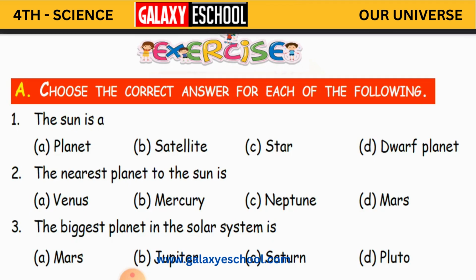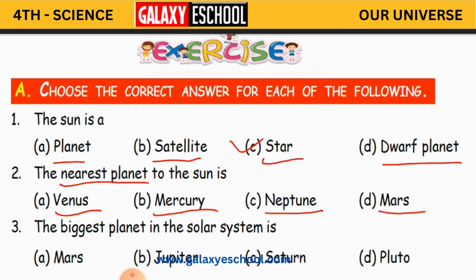And the first one is, the sun is a. What is the sun? Is it a planet, satellite, star or dwarf planet? And the sun is a star. Okay children? Now the second one, the nearest planet to the sun is. Is it Venus, Mercury, Neptune or Mars? So the nearest planet to the sun is Mercury. Okay children, which is very near to the sun.